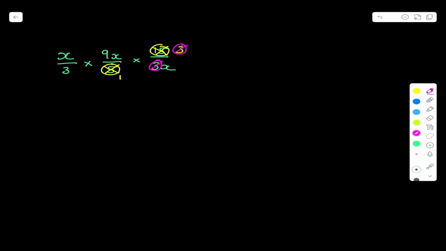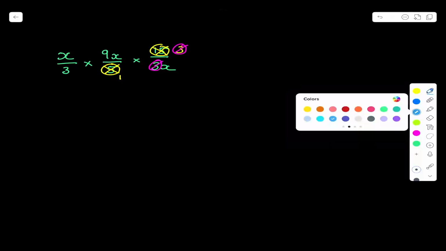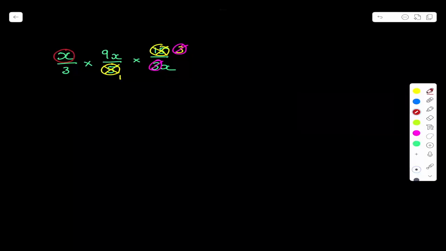Lots of things can actually cancel. Let's try use different colors. This x, so in order for it to cancel, it needs to be on the top or the bottom, so either exactly the same or factor. So these two x's are on the top and the bottom, so they could cancel. And over here we have a 9 and 3. 3 becomes a 1 and 9 becomes a 3. And that makes everything so much easier.